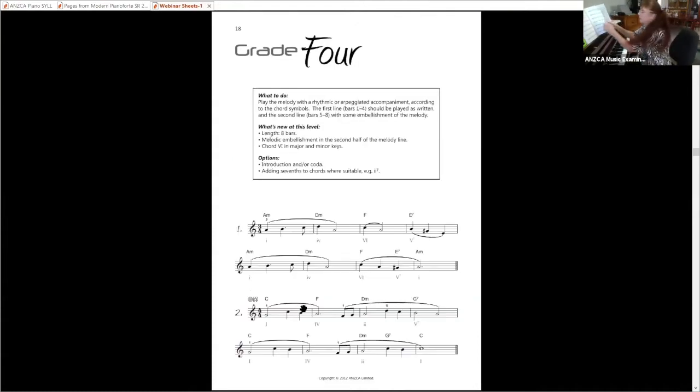Now, if you go up to grade 4, what to do? Play the melody with a rhythmic or arpeggiated accompaniment according to the chord symbols. The first line, bars 1 to 4, should be played as written, and the second line, bars 5 to 8, with some embellishment in the melody. What's new at this level? The length is 8 bars, melodic embellishment in the second half of the melody line, and chord 6 in major and minor keys. Options: introduction and or coda, and adding sevenths to chords where suitable. And so that's entirely up to you.